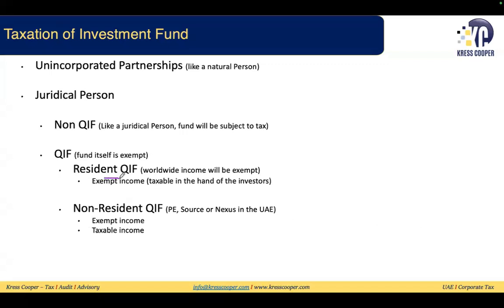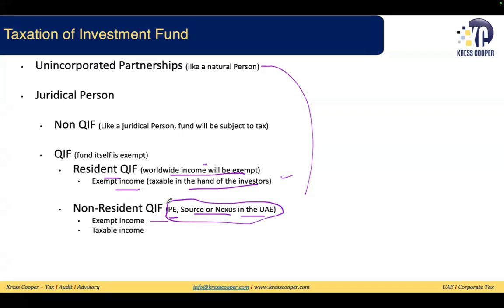Resident qualifying investment fund, worldwide income will be subject to tax. Exempt income will be exempt basically. Exempt income is taxable in the hand of the investors, like a transparent entity. If non-resident, then exempt income will not be subject to tax. A non-resident qualifying investment fund can be generating income through a PE or nexus in the UAE. If the non-resident qualifying investment fund is generating income from any such source, this income will be subject to tax. Other than this, any income will not be subject to tax.